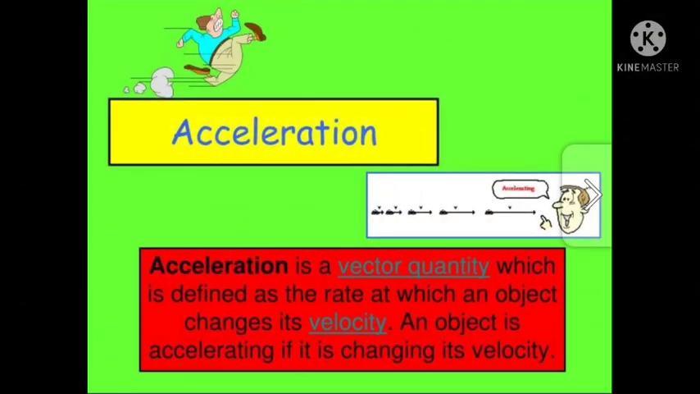Now, a very important topic for today's lecture, that is acceleration. What is acceleration? Acceleration is a vector quantity which is defined as the rate at which an object changes its velocity. An object is accelerating if it is changing its velocity. This is the important topic for today's lecture.